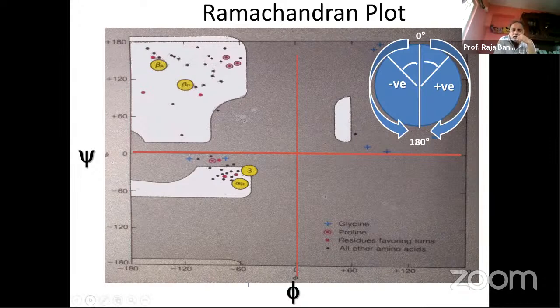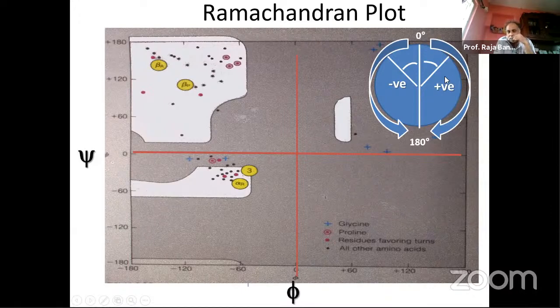Now, if we start from here, this is 0 degree. If we go like this, it is 360 degree. But if you look at this G.N. Ramachandran map, you find that there's a 0, a plus 180 on the right-hand side and a minus 180 on the other side. Why has he done this? Because this is a circle, which is 360 degree. We can easily divide it into two parts.